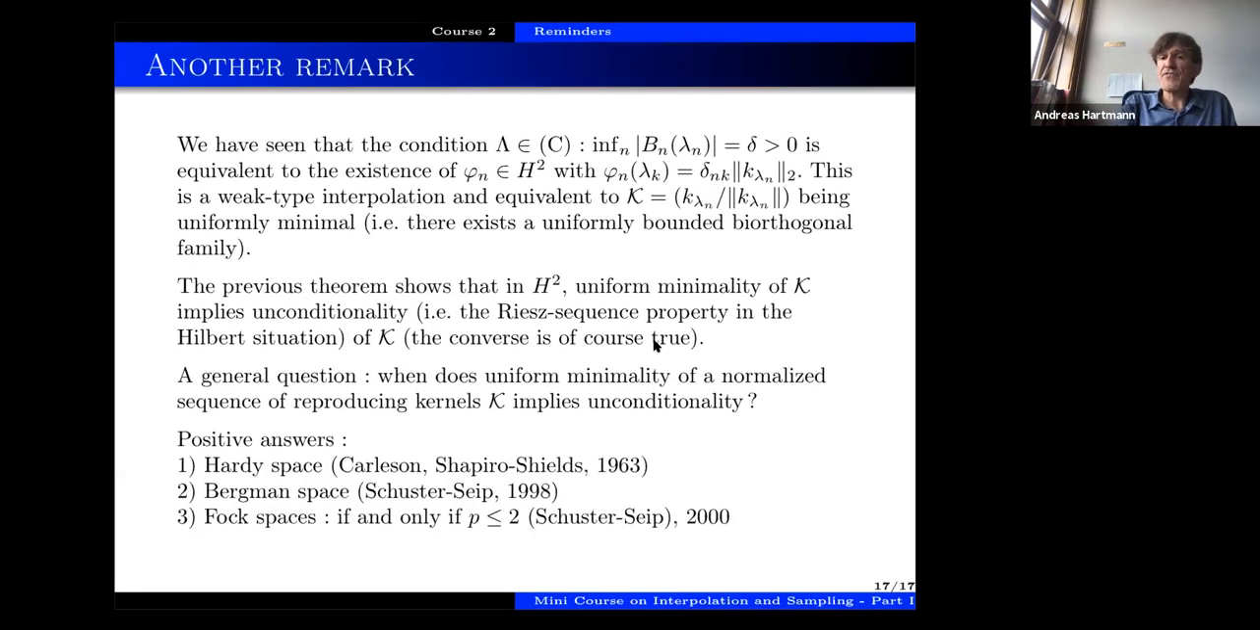And there are several positive answers. Of course, in the Hardy space, we have just shown the result. For the Bergman space, Schuster and Seip were exploring Hartmann's extremal function, which is the right translation of this Blaschke function. So in this space, the answer is yes also. And for Fock spaces, Schuster and Seip also gave a result in 2000. So for p less or equal to 2, it's still okay. But if you take p bigger than 2, uniform minimality no longer implies interpolation.